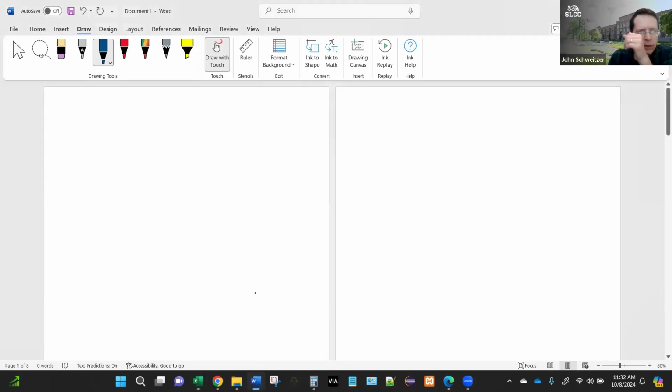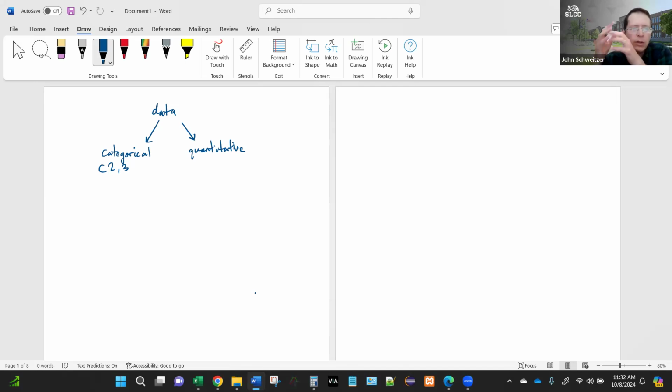So let's just remind ourselves a little bit about the structure here of the class. There's pretty much 2 kinds of data. There's the categorical, often called qualitative data, and then we also have quantitative. Okay, so in chapters 2 and 3, we talk about categorical data pretty much exclusively. There's a little quantitative in there, but most of it's categorical.